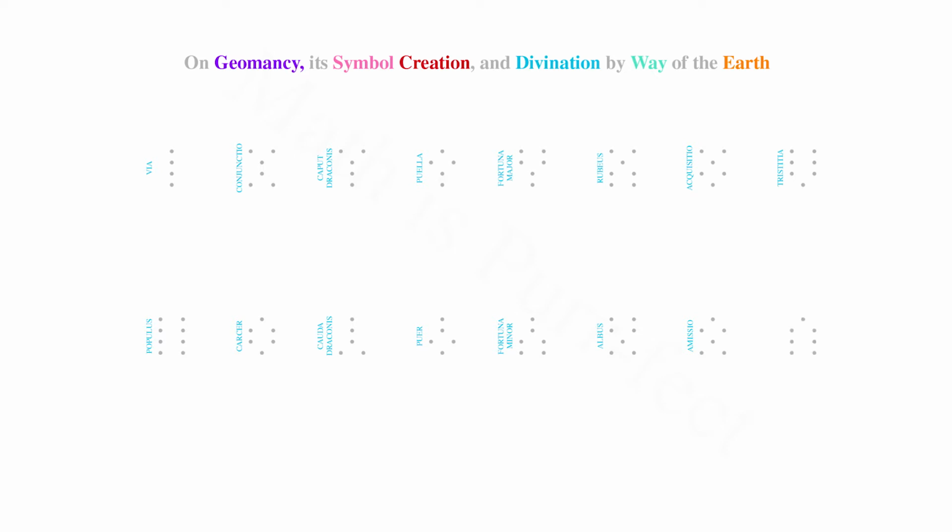And finally, the 16th symbol has 1 dot in the first row and 2 dots in each of the remaining rows, and is called laetitia, or joy. As there are 16 symbols, Agrippa divided the 4 mundane elements between them.